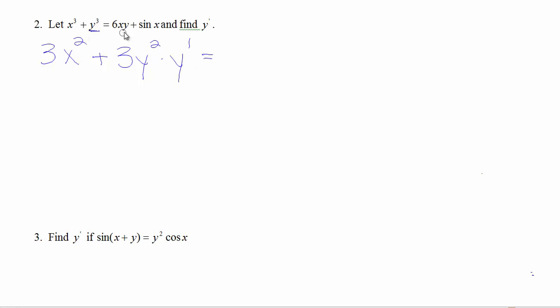Now when I get to this next term, 6xy, I need to use product rule with 6x and y. So the derivative of 6x is 6 times y, plus the first part, which is 6x, times the derivative of y, which is y prime. So those two terms are the derivative of 6xy. And now the derivative of sine of x would be cosine of x.